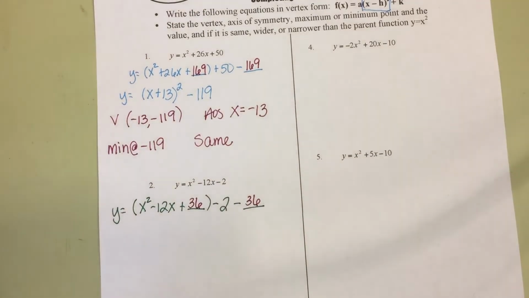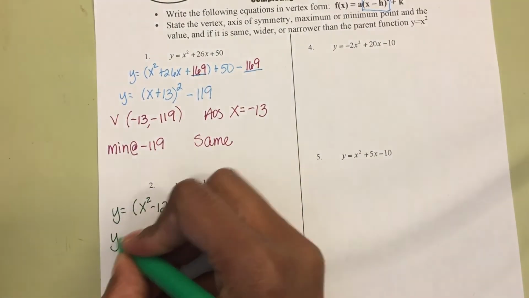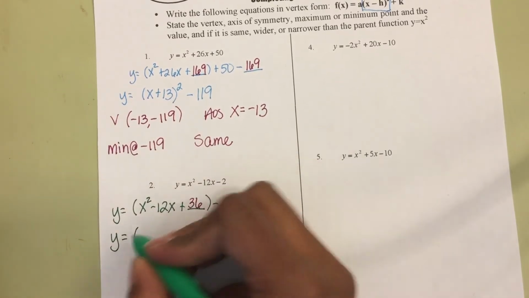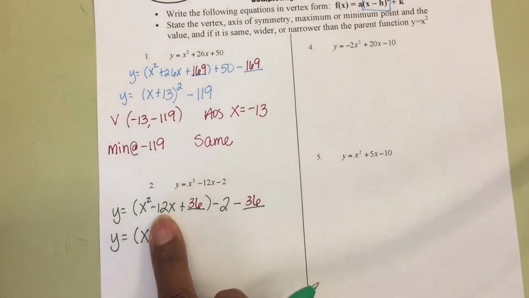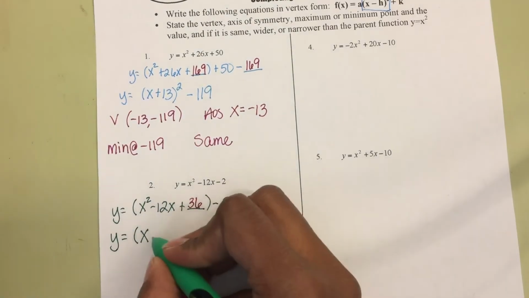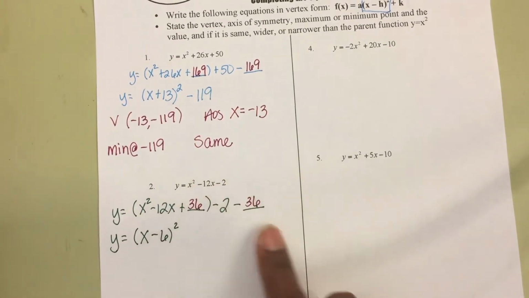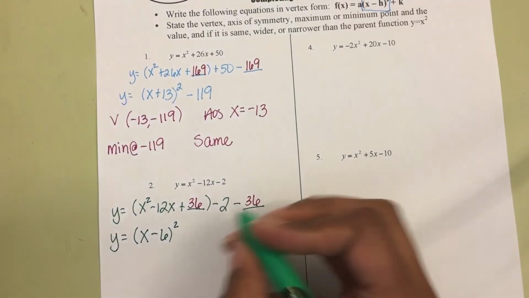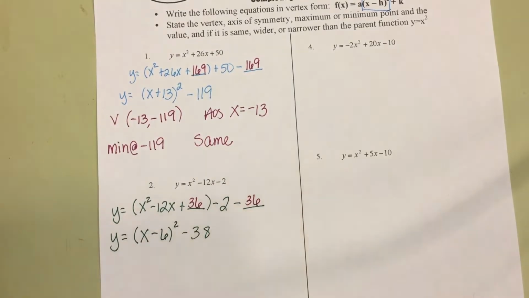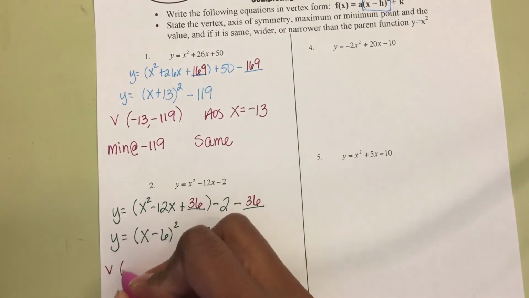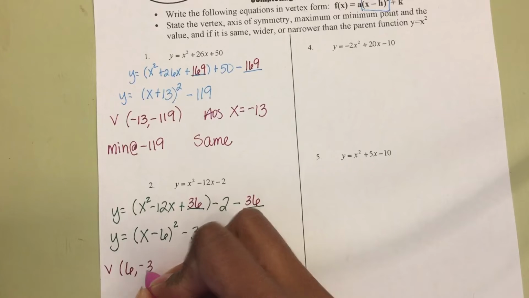And so then I get y equals, and then an x. Half your middle term, half of negative 12 is a negative 6 squared. You work all of that part out together, so minus 38. And then don't forget the second part. So the vertex, opposite sign, so 6 and negative 38.